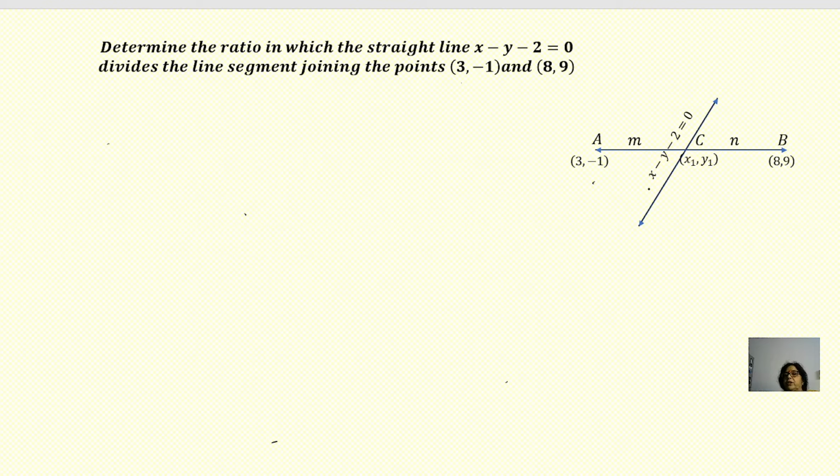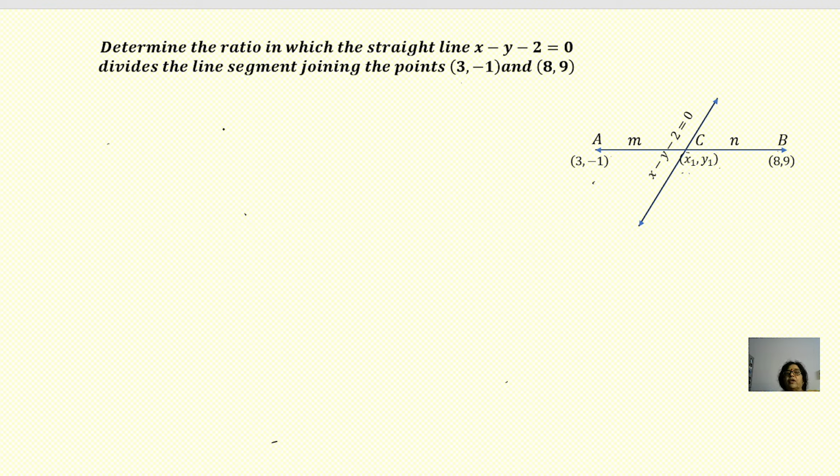Now this line x minus y minus 2 is equal to 0 is intersecting AB at the point C. Let the coordinates of the point C be (x1, y1) and let it divide the line AB in the ratio m is to n. The important thing to be understood over here is this point (x1, y1) not only lies on the line AB, but it also satisfies the line x minus y minus 2 is equal to 0. It is a point of intersection. So this is the basic fundamental principle that we'll be taking over here to solve this particular question.